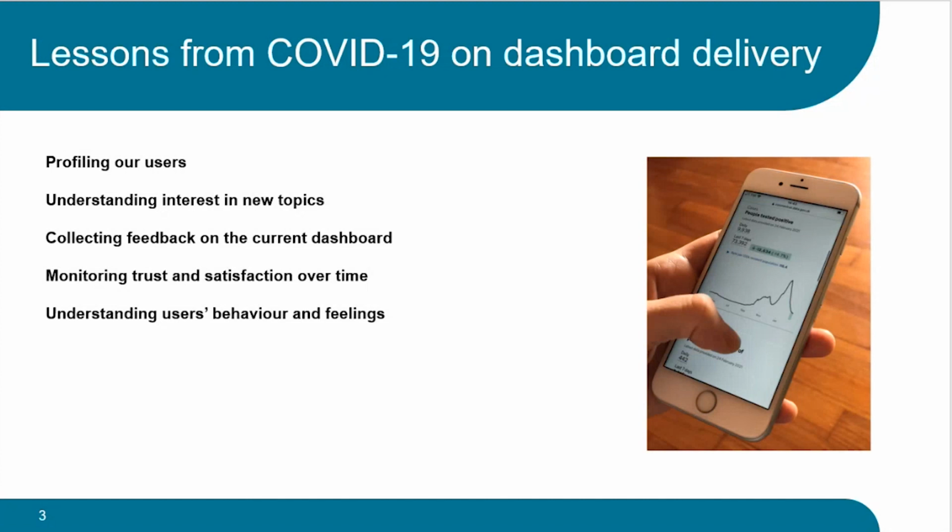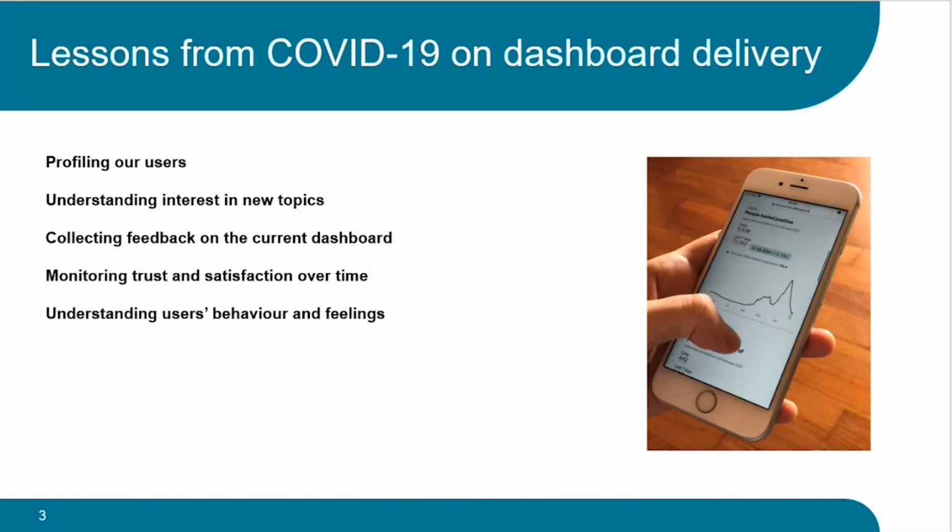Next is collecting feedback on the current dashboard. Do users find the information that they need, particularly around COVID, but also now what we're looking at with the new dashboard around respiratory viruses? And do users understand the data, and are they able to create a coherent narrative around it?